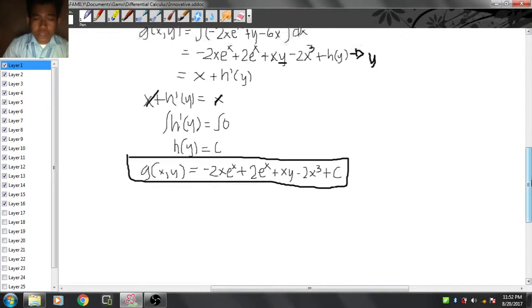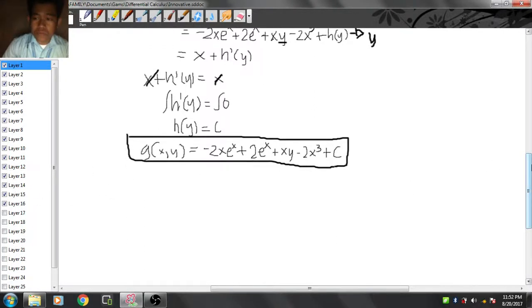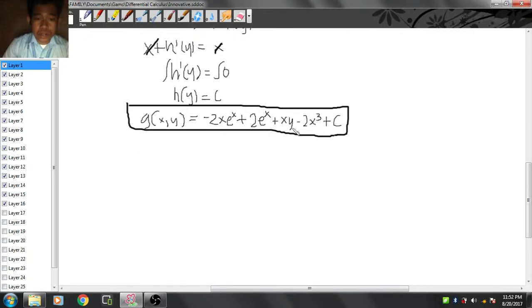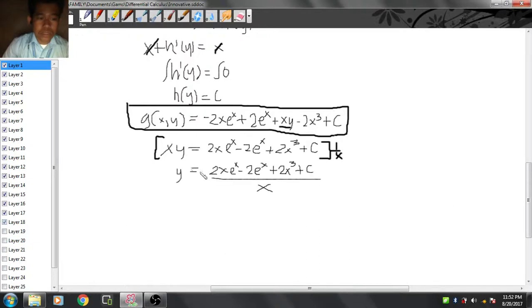So to solve for the general solution, we need to solve for the y. So we're going to transpose the right side to the left, but not including the xy, and that will give us this one. So to solve for y, we're just going to divide both sides by x, and that will give us this one. So this will be the general equation using the exact equation.